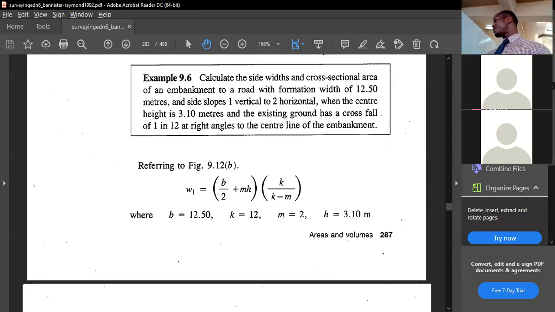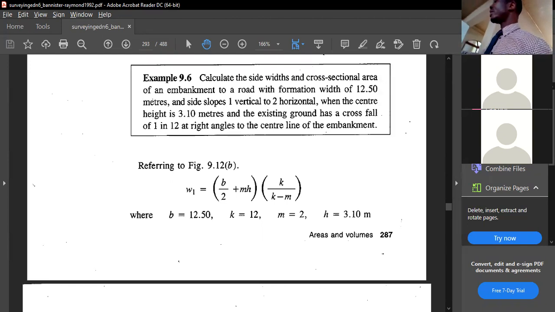So what do we have? What don't we have? Formation width, we have it. What else? Side slope. What is side slope? One vertical to two horizontal is 1:m, isn't it? So m is equal to 2. H is equal to 3.10. All right. So what about B? B is equal to 12.57 meters.